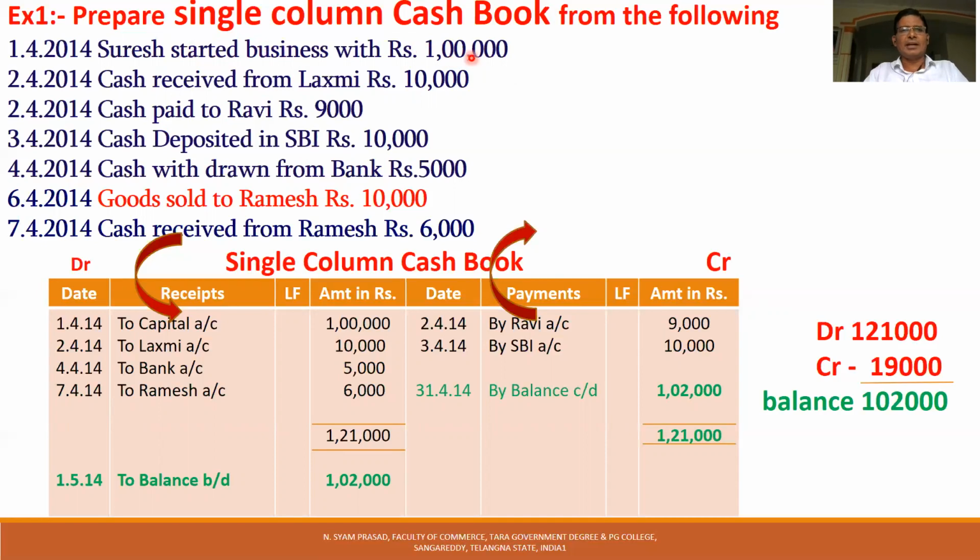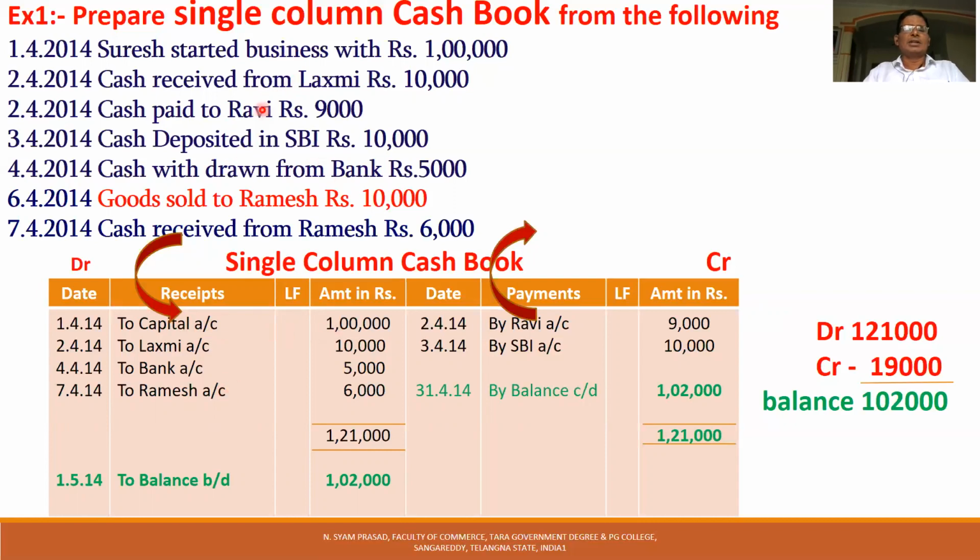Cash is coming in. Whenever Suresh starts business, he gives 1 lakh to the business, so 1 lakh is coming to the business. Receipts are on the debit side. Why write who gave this 1 lakh? It is given by the capital, meaning Suresh gave it. Capital account refers to the owner's account. So Suresh capital account 1 lakh. This is the debit side.